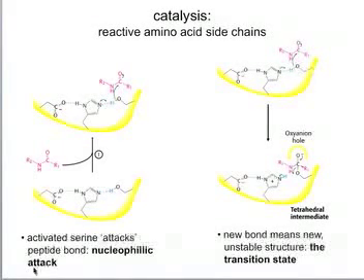So the activated serine attacks the peptide bond. This is a nucleophilic attack, and we see that results in the formation of this oxyanion species here as those electrons are kicked out to the carbonyl oxygen. This is referred to as a tetrahedral intermediate, and it is an observable intermediate. What I want to say, though, is that we form an unstable structure, and that's our transition state. Again, that's the state that the enzyme serves to stabilize in order to accelerate this reaction.